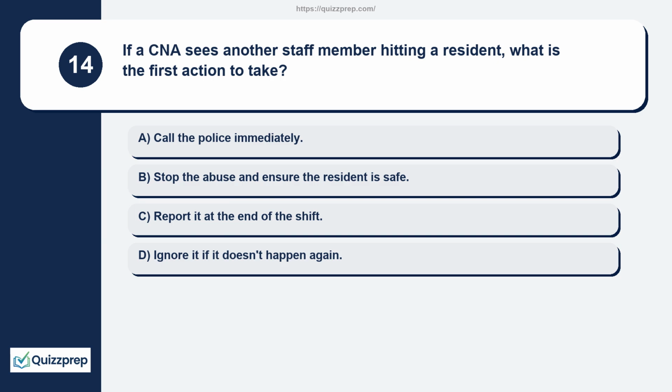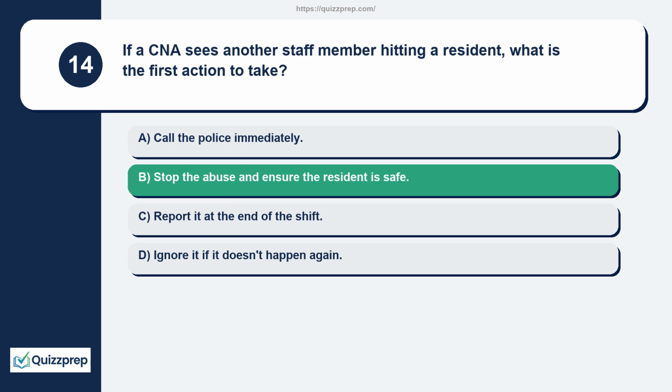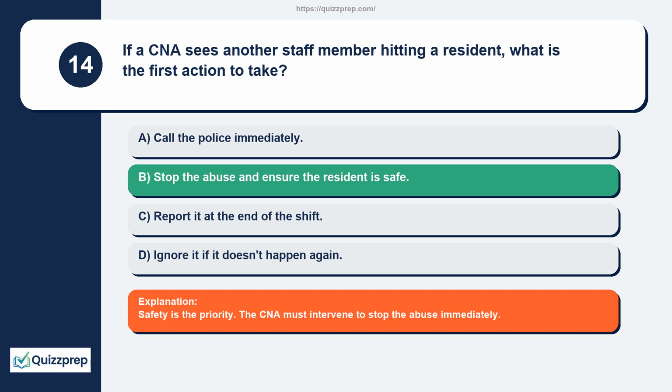Question 14. If a CNA sees another staff member hitting a resident, what is the first action to take? Call the police immediately. Stop the abuse and ensure the resident is safe. Report it at the end of the shift. Ignore it if it doesn't happen again. Safety is the priority. The CNA must intervene to stop the abuse immediately.